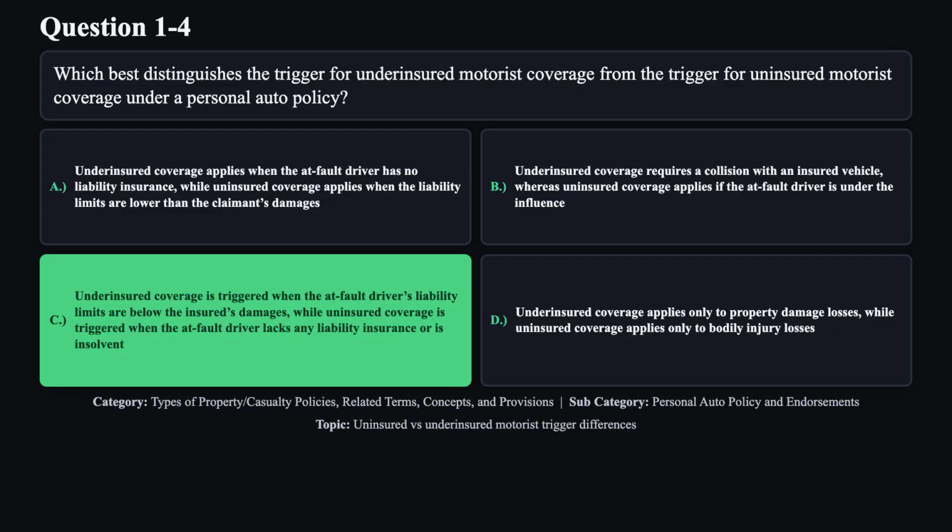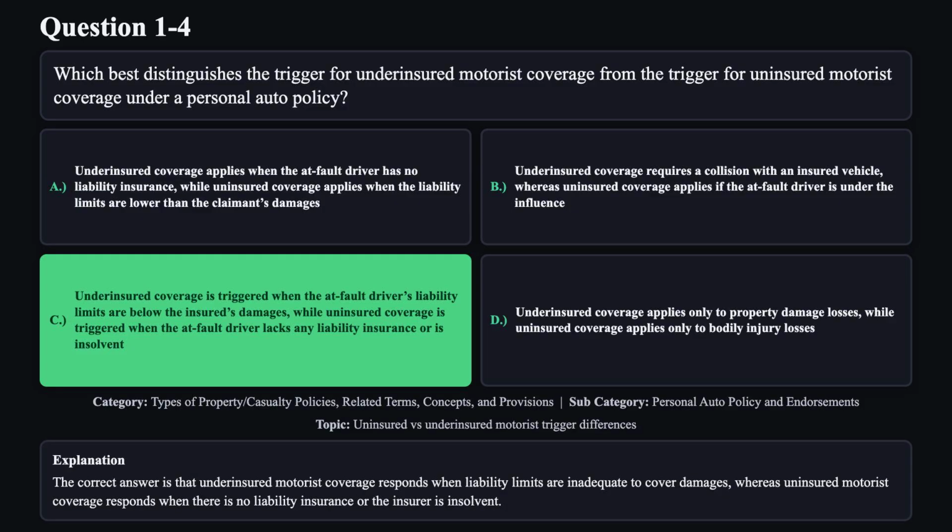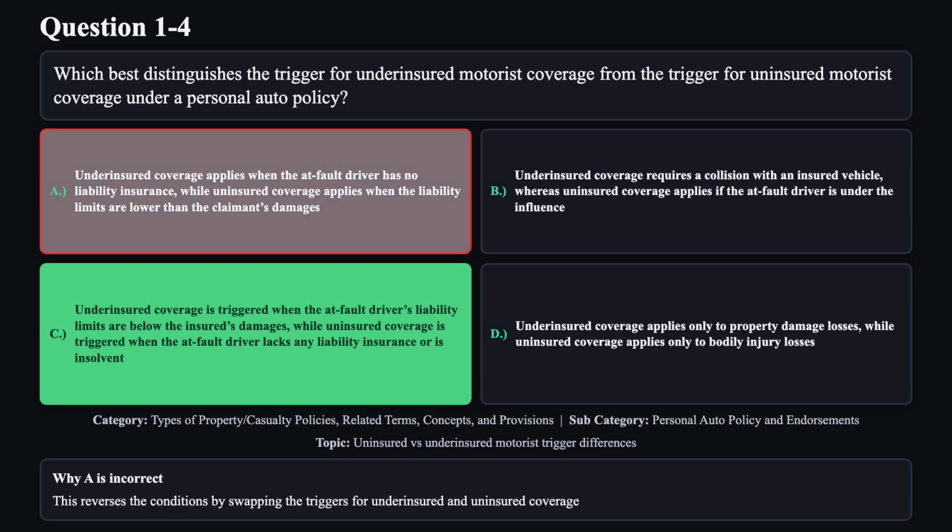The correct answer is C. The correct answer is that underinsured motorist coverage responds when liability limits are inadequate to cover damages, whereas uninsured motorist coverage responds when there is no liability insurance or the insurer is insolvent. Reason A is not correct. This reverses the conditions by swapping the triggers for underinsured and uninsured coverage.